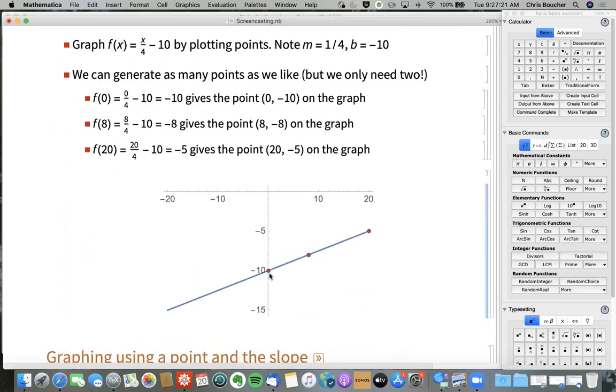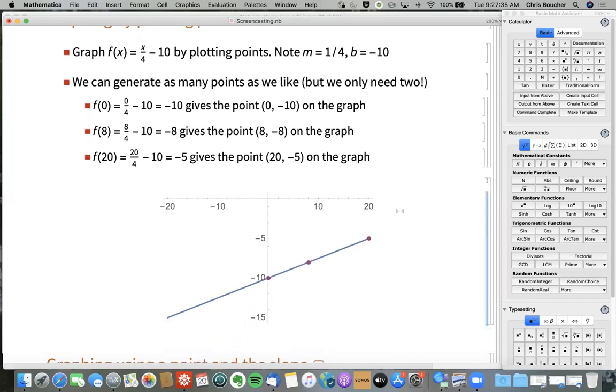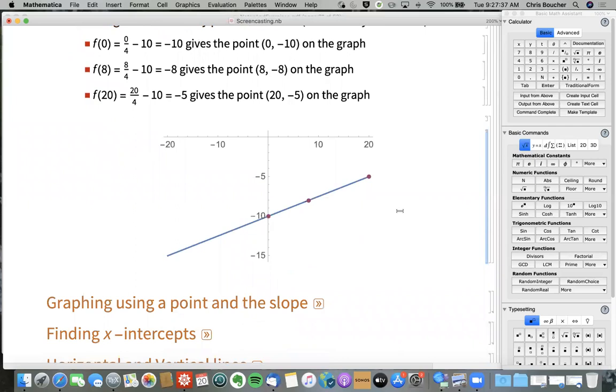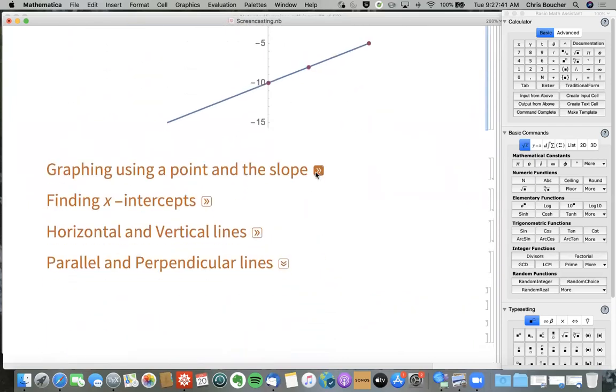Here's the point (0, -10) over on the left. Here's the point (8, -8) in the middle. Here's the point (20, -5) over here on the right. And again, I know the graph is a straight line, so I just have to connect the dots with a straight line. So graphing a linear function is something that's easy, even if you don't have technology. And of course, today we have all kinds of technology to help us with this.